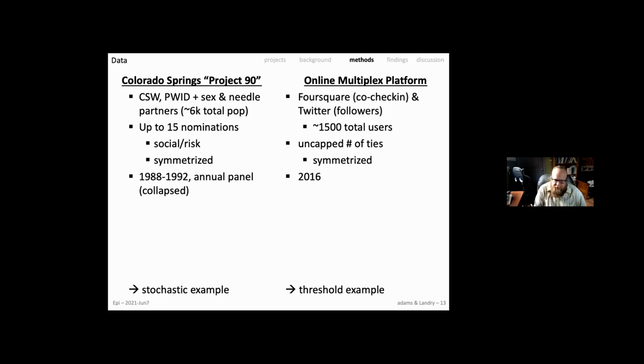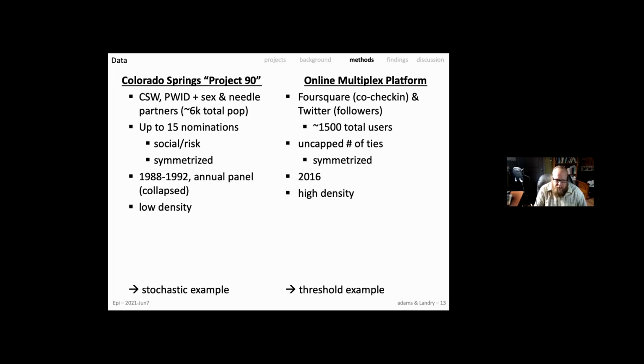These data come from really different time periods. The Colorado Springs Project 90 data come from the late 80s and early 90s. They were an annual panel, so there are actually 5 time waves here. We're collapsing them and just using them as though they're a single time wave. It's not particularly relevant for our interests. For other aims, we want to use these data slightly differently. The multiplex online platform data come from 2016.